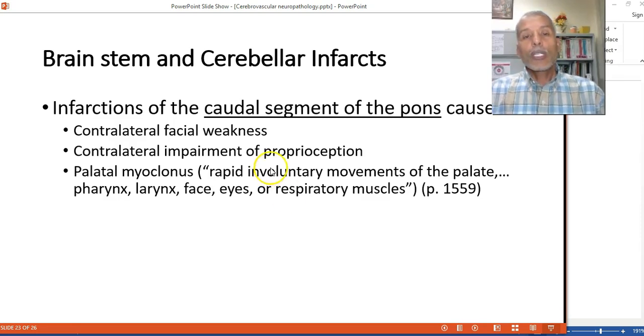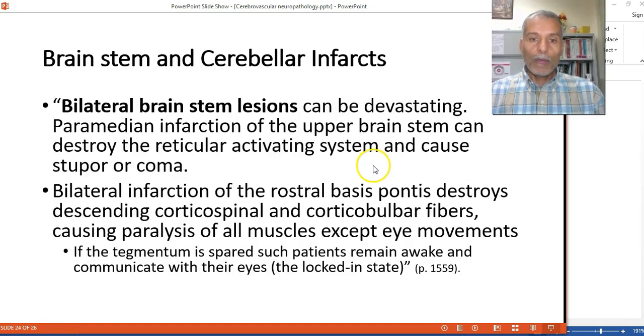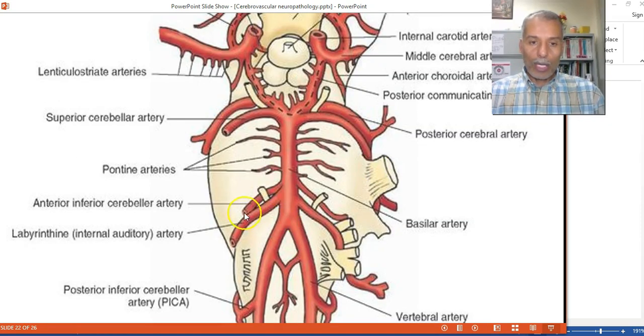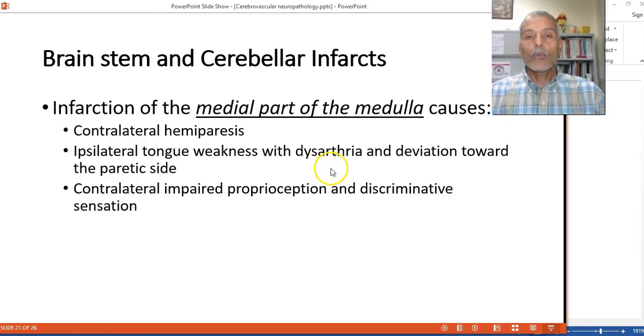If the infarction occurs in the caudal segment of the pons, we are going up from the medulla oblongata, going up to the lower segment, or what we know as the caudal segment of the pons. As you could see now, we are going from the two vertebral arteries, they are uniting as they go on the surface of the pons, and then we'll see what happens.